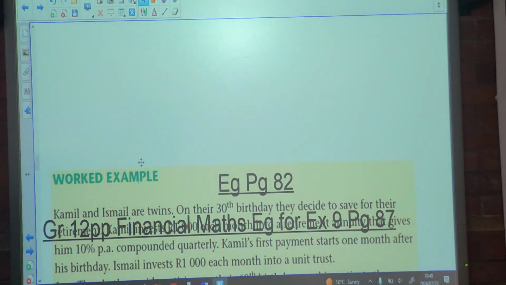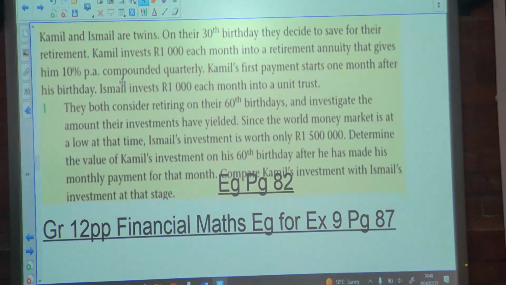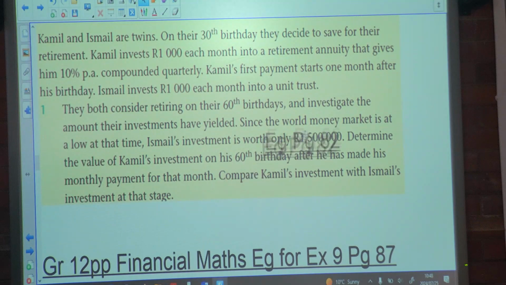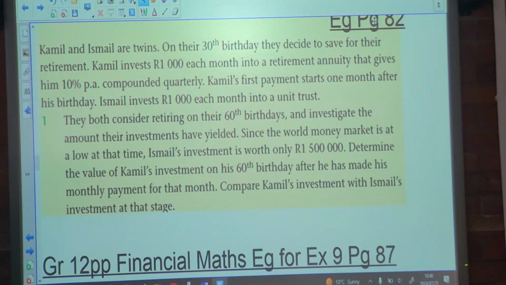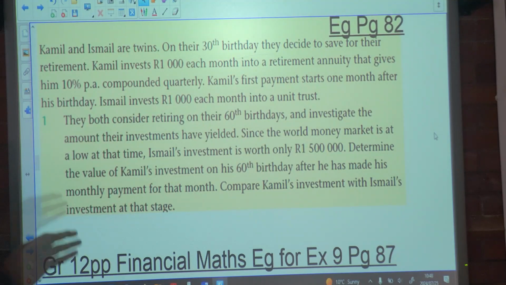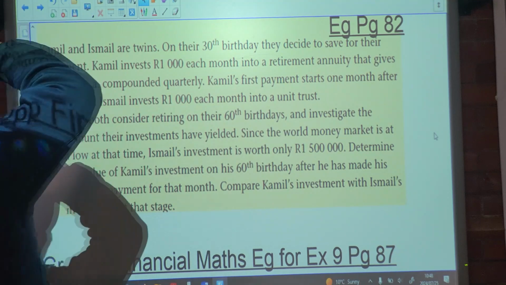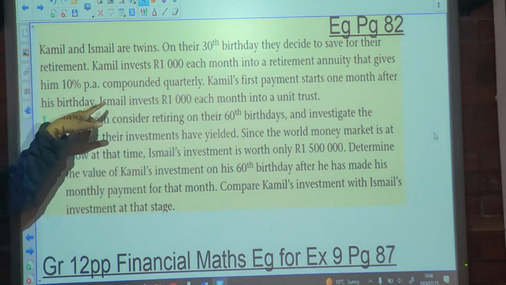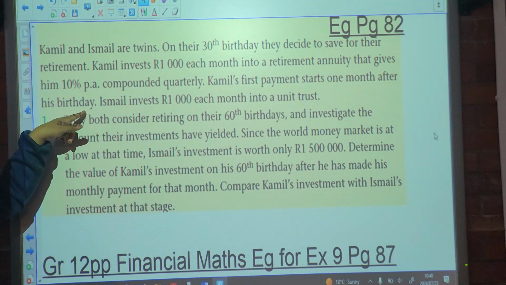Okay. Well, let's look at the next example. Kamil and Ismail are twins. On their 30th birthday, they decide to save for their retirement. Kamil invests 1,000 each month in a retirement annuity that gives him 10% per annum compounded quarterly. Kamil's first payment starts 1 month after his birthday, which is in line with the formula. Not so?